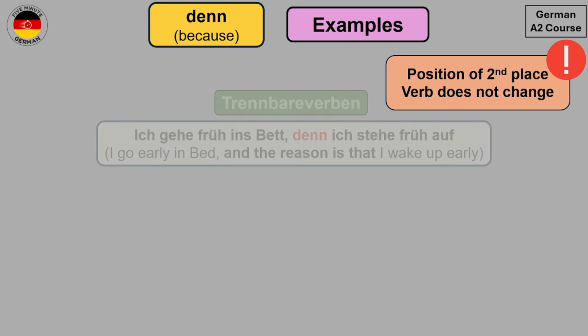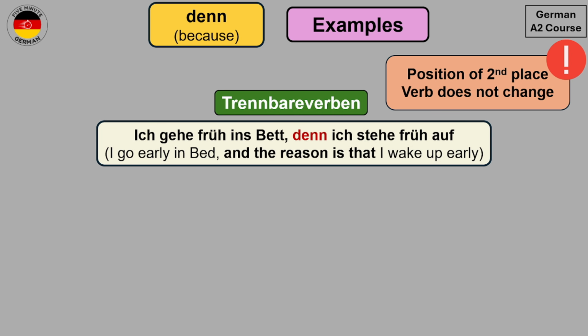So an example with trennbare Verben will be Ich gehe früh ins Bett, denn ich stehe früh auf. I go early in bed, and the reason is that I wake up early. Now in this case you see that the base verb remains at the second position and the prefix remains at the last position. So it does not go to the end in combined form.